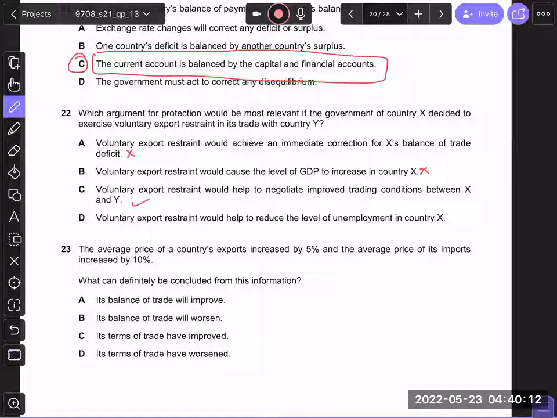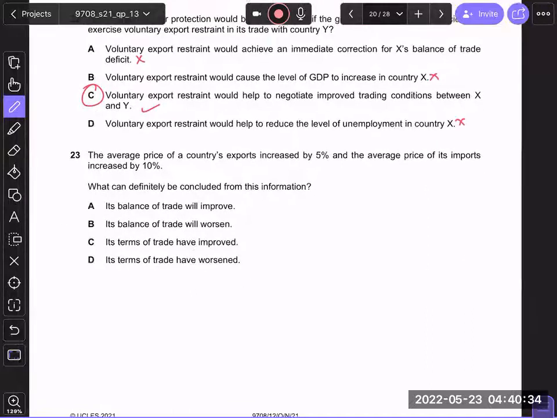Voluntary export restraints would help to reduce the level of unemployment. So yes, in country Y. Voluntary export restraint would help to reduce the level of unemployment. In your country it will increase. The correct answer is C. Good job.